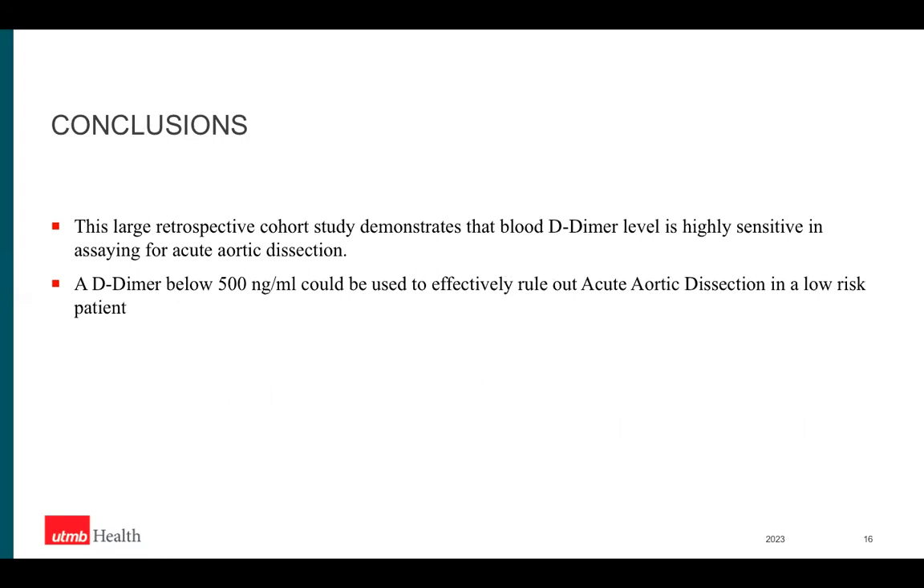So in conclusion, this large retrospective cohort study demonstrates that D-dimer is highly sensitive in assaying for acute aortic dissection. A D-dimer below 500 nanograms per milliliter could be effectively used to rule out aortic dissection in a low-risk patient.